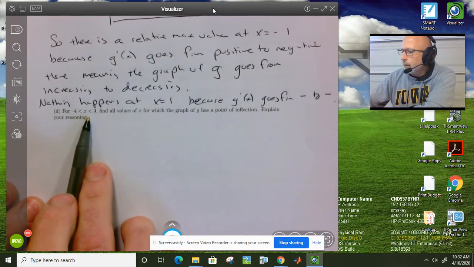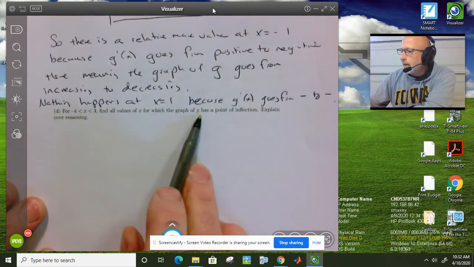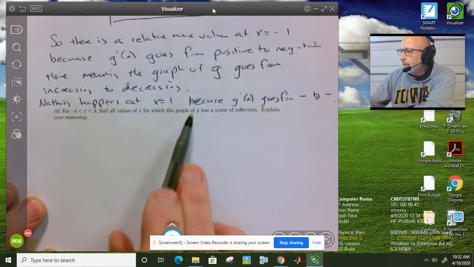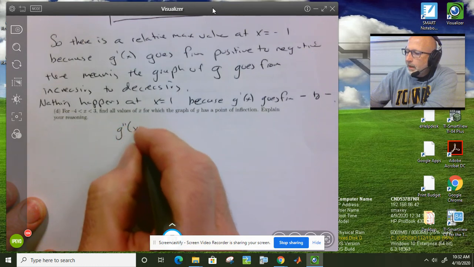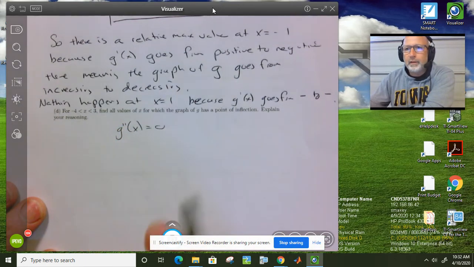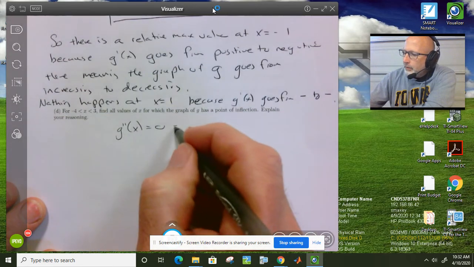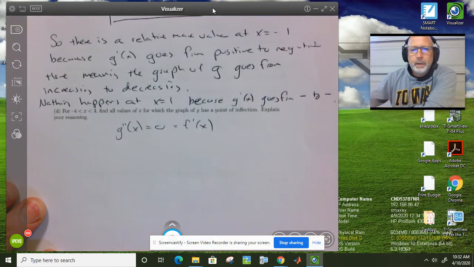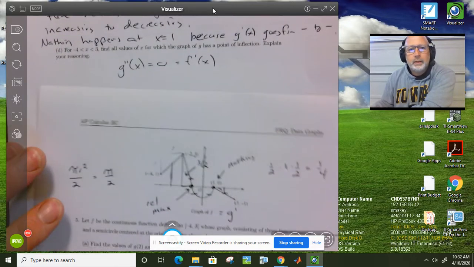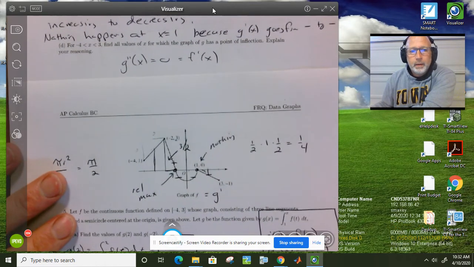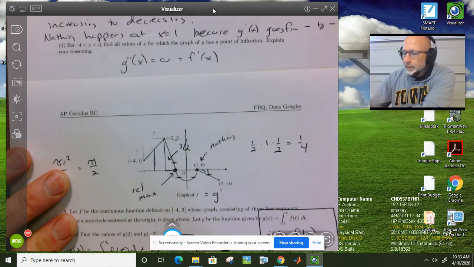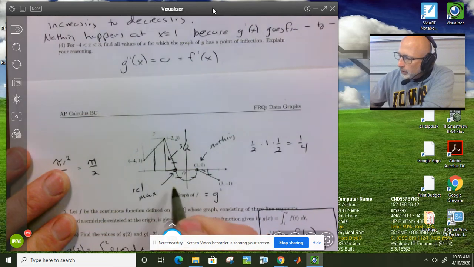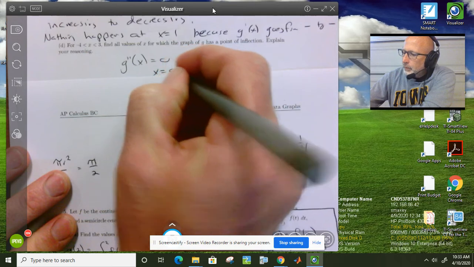Okay, so D, for x between negative 4 and 3, find all values of x for which the graph of G has a point of inflection. Okay, so point of inflection, so that's the second derivative. So I need to determine where G double prime of x is equal to 0 and then figure out where it flip-flops. Well, G double prime of x is equal to f prime of x. Okay, so we go back to this graph, and this is the graph of f. And so f prime represents the slope of the tangent line here. So where's the slope of the tangent line of this graph equal to 0? There's only one location where it's equal to 0, and that's at x is equal to 0.